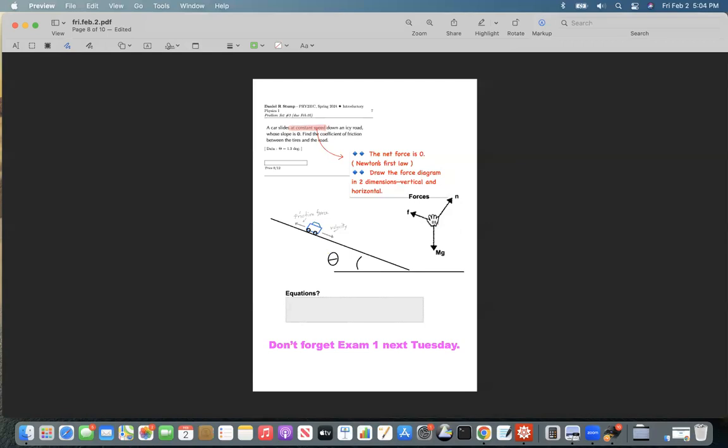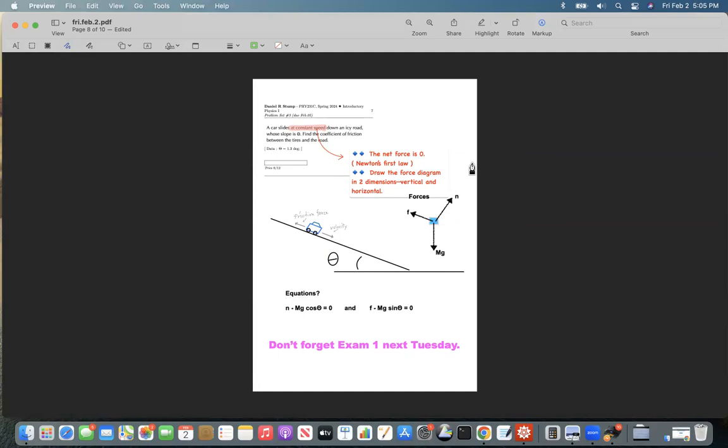Well, there's a force of gravity. That's always downward. There's a normal force. That's always perpendicular to the surface. And there's a frictional force. That'll be up the hill. And now you have to write down the equations.